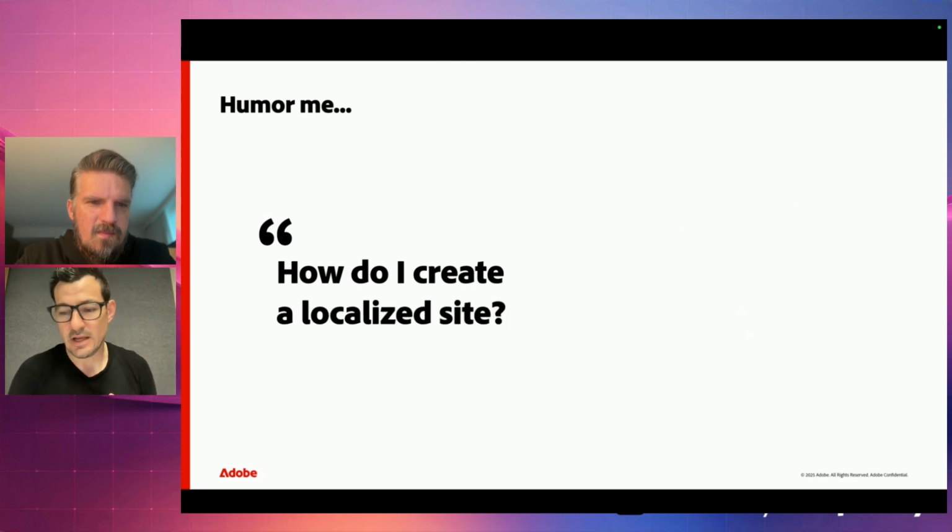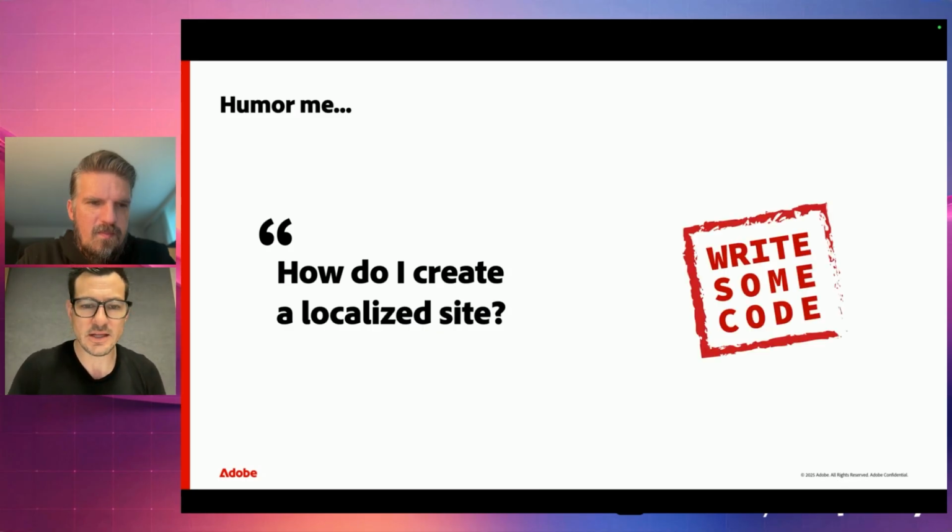The other one that we hear a lot, especially now that DA enables really easy localization, is people starting to localize their Edge Delivery sites. They're not coming up with homegrown solutions for localized sites. And they say, hey, how do I create a localized site? I'm sure DA orchestrates all of that and puts all my content in the right spot, but how do I make sure my links are localized and things like that? And of course, our answer is, well, write some code.